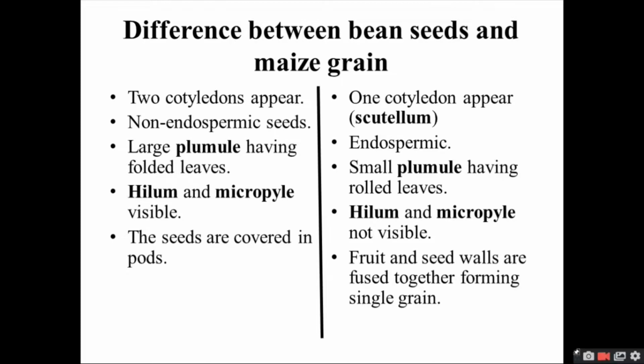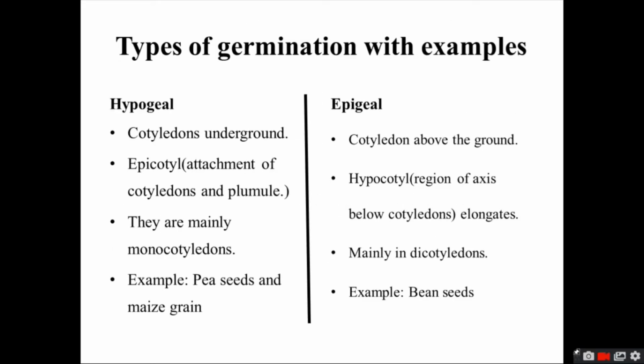So moving ahead, we are going to see the types of germination with examples. So now let's discuss the types of germination with example. Hypogeal and epigeal are the two types of germination. In case of hypogeal, the cotyledons are underground. In case of epigeal, the cotyledons are above the ground. Now in case of hypogeal, the epicotyl, which is the attachment of cotyledons and plumules, elongates.